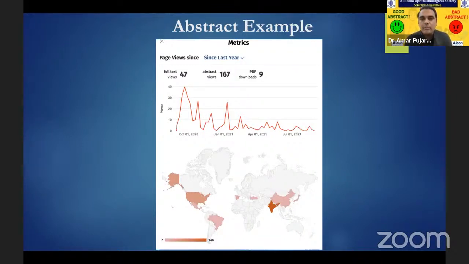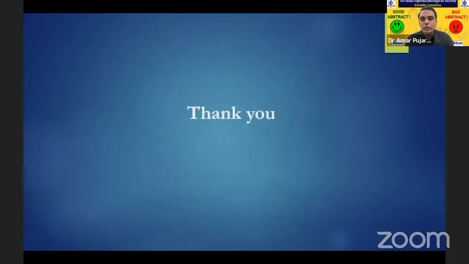Every journal now has a metrics pattern, where you can find out how many people have read your articles. Here you can see in the last year, 167 people viewed my abstract across different regions of the world, 47 people tried for full text, and 9 people downloaded it. Ultimately, open access of the journal and other factors like subscription matter for your full text. But if enough people are reading your abstract, that means you have done a good job. That's what you should focus on. Thank you.